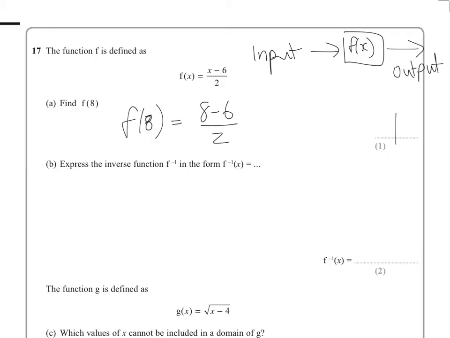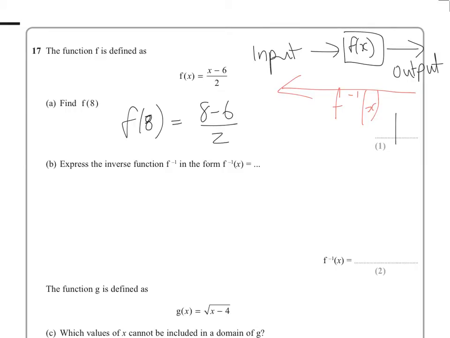Express the inverse function in the form f minus 1 of x. Now the inverse function is what takes me from my output back to my input. Okay, so that's the inverse function. How do I get from my output back to my input?